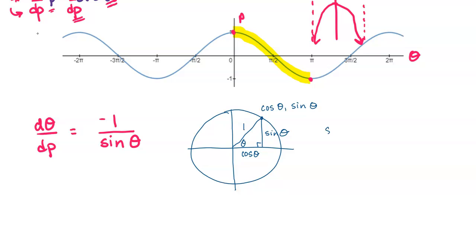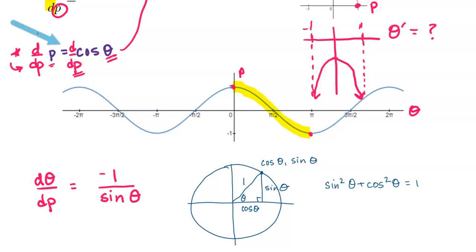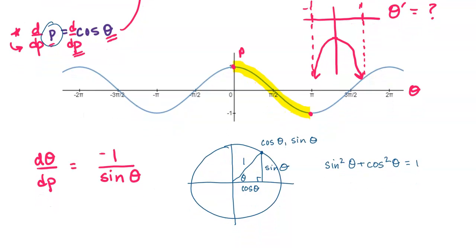And we know that sine squared of theta plus cosine squared of theta equals 1. Cosine of theta, remember, from up here is just p. So we can write sine squared of theta plus p squared equals 1. And that tells us that sine of theta is plus or minus the square root of 1 minus p squared.